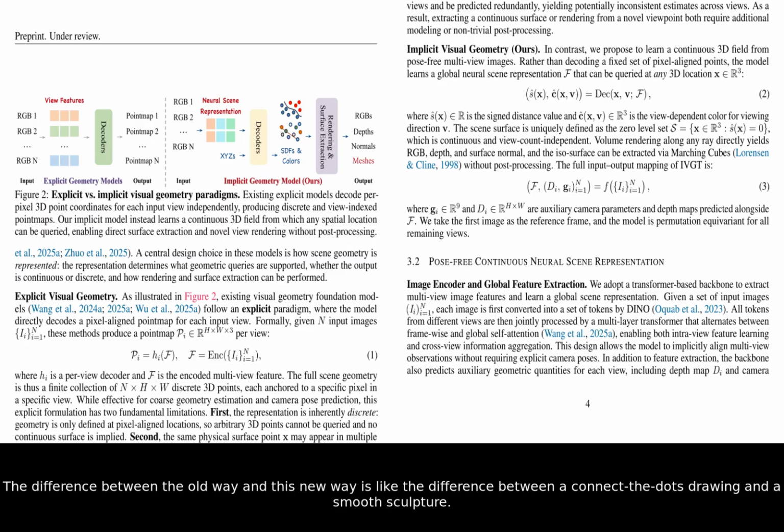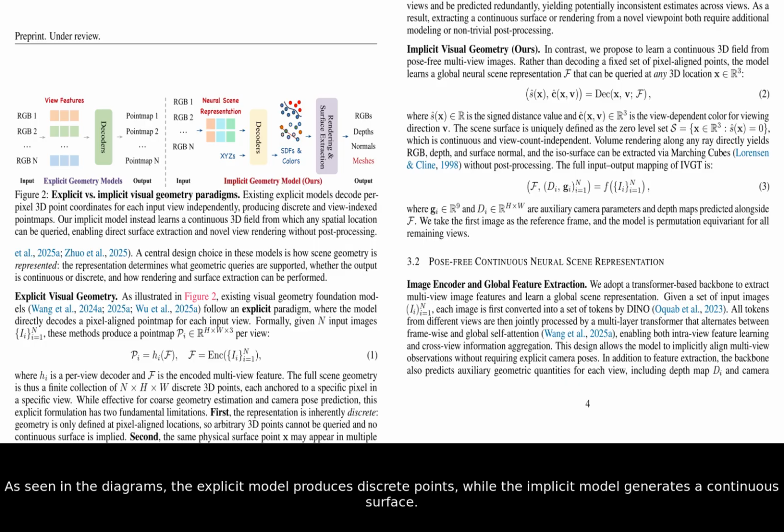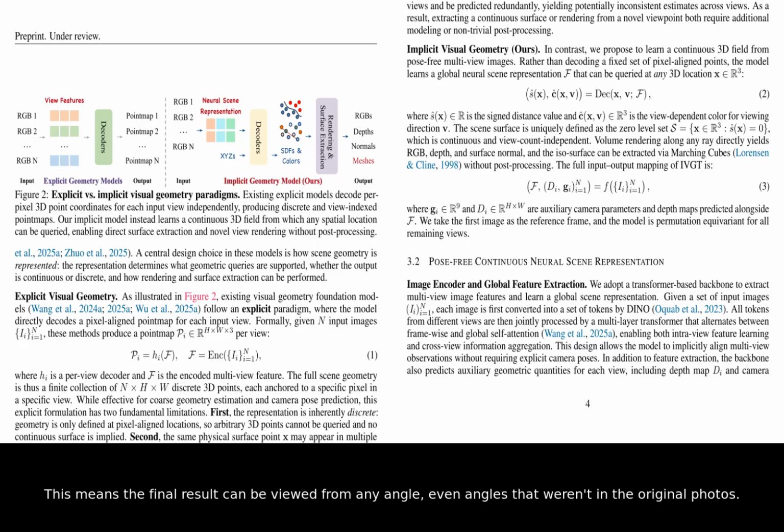The difference between the old way and this new way is like the difference between a connect-the-dots drawing and a smooth sculpture. As seen in the diagrams, the explicit model produces discrete points, while the implicit model generates a continuous surface. This means the final result can be viewed from any angle, even angles that weren't in the original photos. It can even predict the colors and surface normals for every single point it recreates.